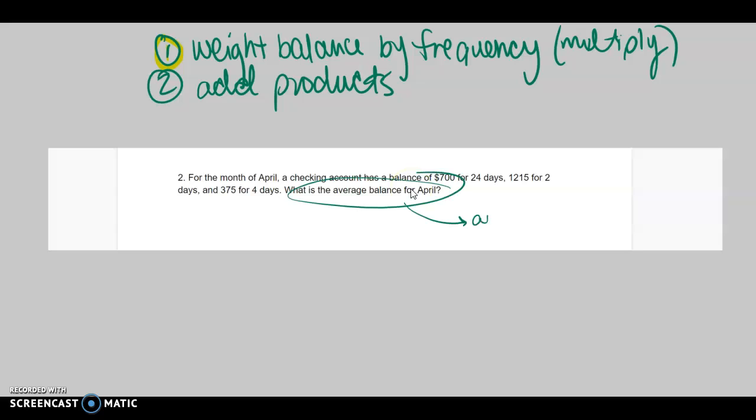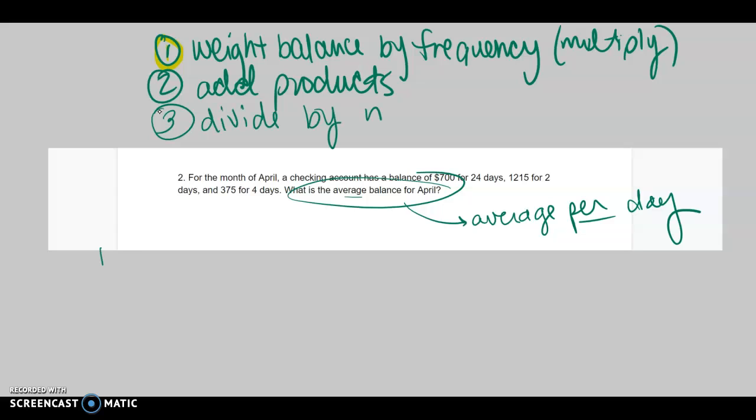Meaning average per day. Because we don't want the total. If it said total, then we would just add up these things and then we would be done and we would have the total money. That doesn't tell us anything. We want to know what the average balance is. So that means it's the average per day. On any given day, what is the average balance? So we're going to divide by n, and n is going to equal 30 because there's 30 days in April. And you can also add 24 plus 2 plus 4, which is 30.